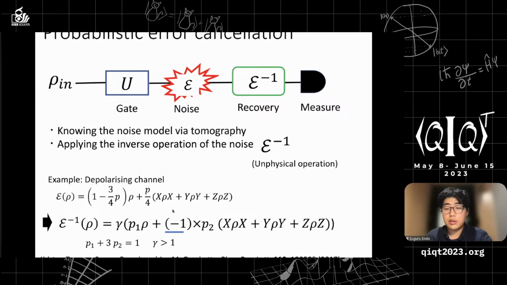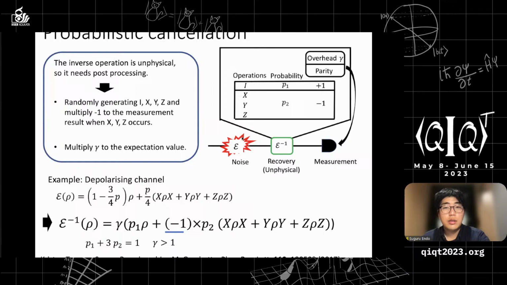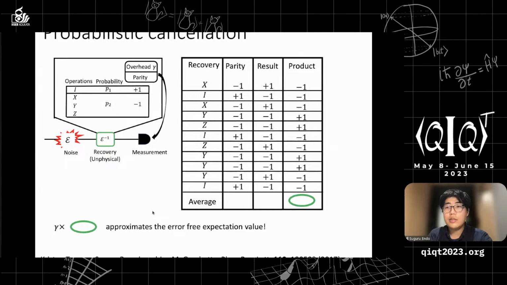And we can do the same calculation as this by using the Monte Carlo technique. How we do this is, obeying this formula, we randomly generate the identity operator or XYZ operators following these probability distributions. With probability P1, we apply operation I, and with probability P2, we apply XYZ operations. And we make such a table, where this recovery operation indicates the operation we apply here.